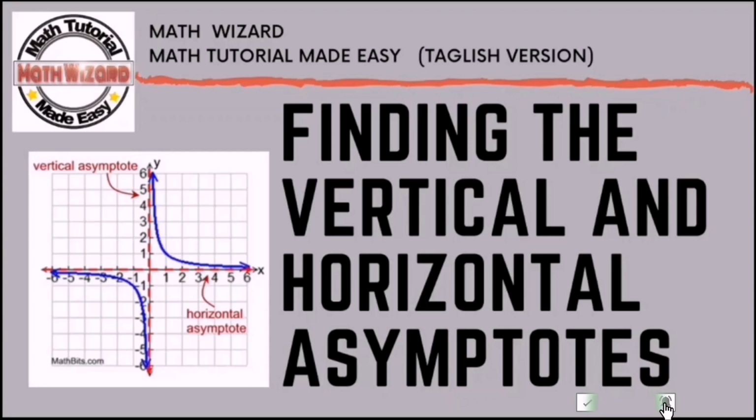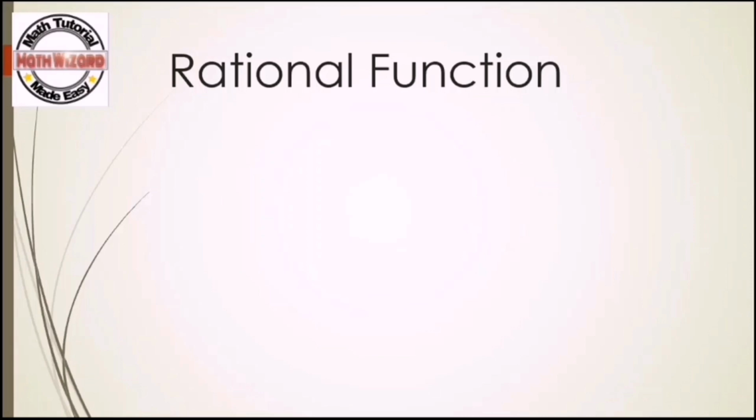So for today's video, what we will do is to find the vertical and horizontal asymptotes of a rational function. But before that, let us define what is a rational function.